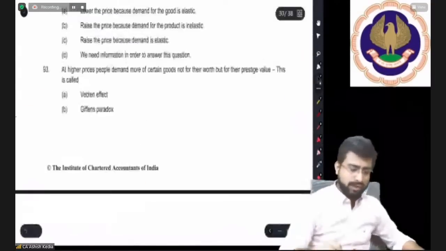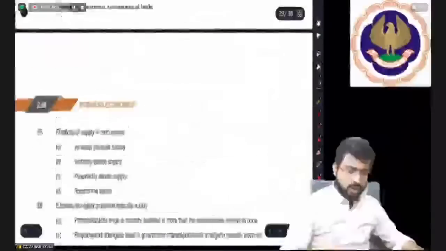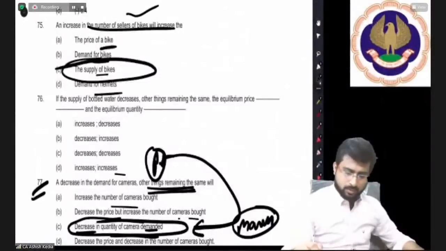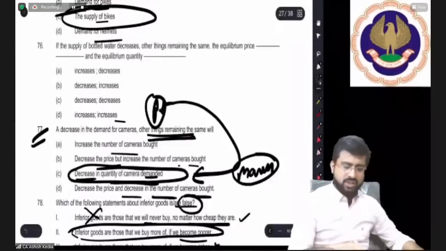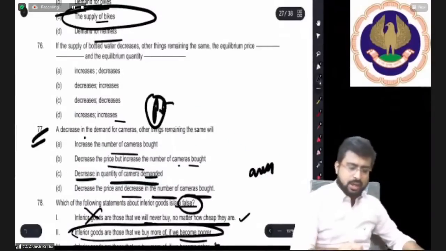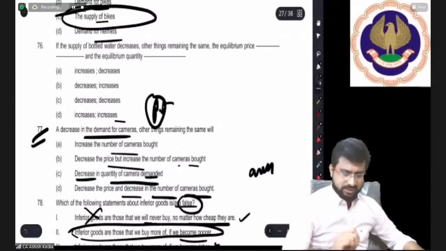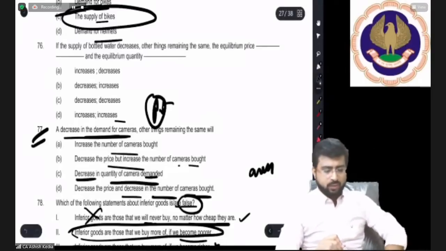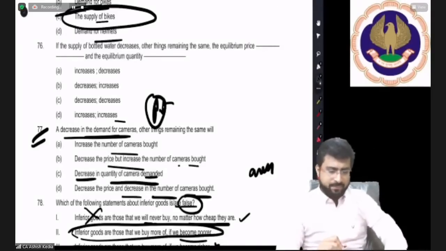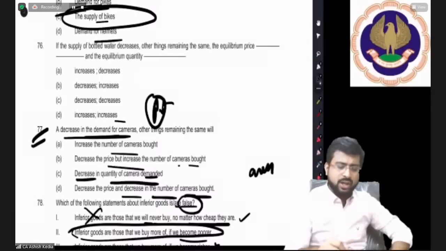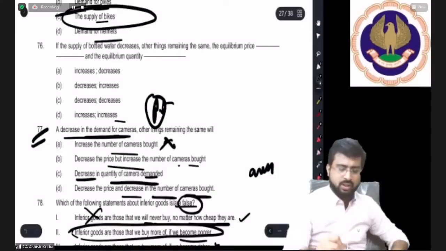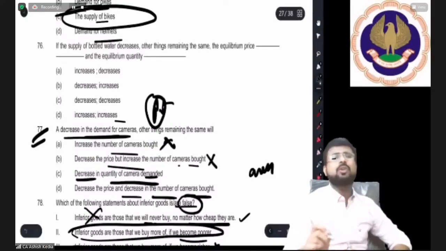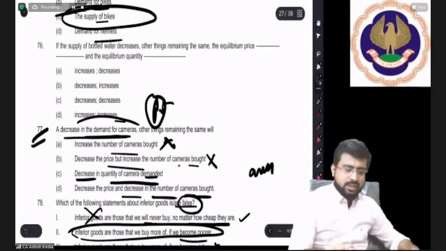One of your friends is requesting to go back to question number 77. A decrease in demand for cameras. Yes. Other things remaining same. So the word they have used is decrease in demand for cameras. A decrease in demand will decrease the price but increase the number of cameras bought. How can number of cameras bought increase when the demand is decreasing?